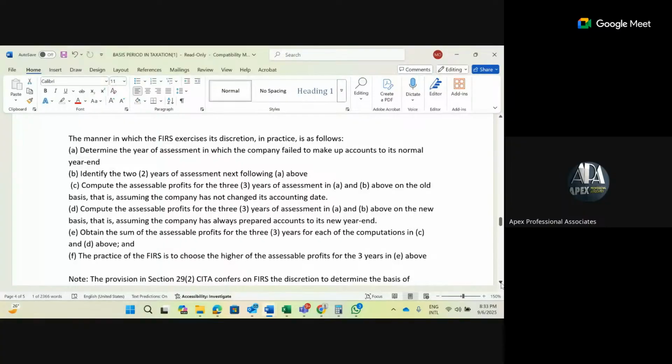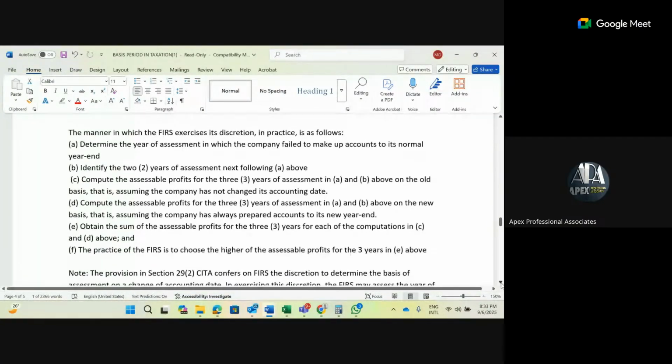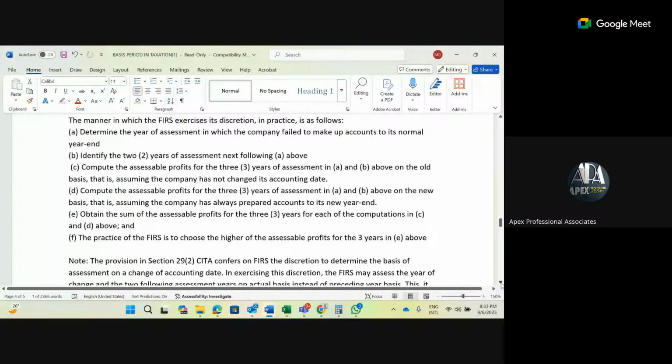That is A. Immediately you determine the year, the next thing is for you to determine the 2 subsequent years after. That is rule B. Identify 2 years of assessment following the one you determine in A above. C is for you to now compute assessable profit for the 3 years with the assumption that the company is still making use of the old accounting date. D is for you to compute assessable profit for the 3 years with the assumption that the company is making use of new accounting dates.